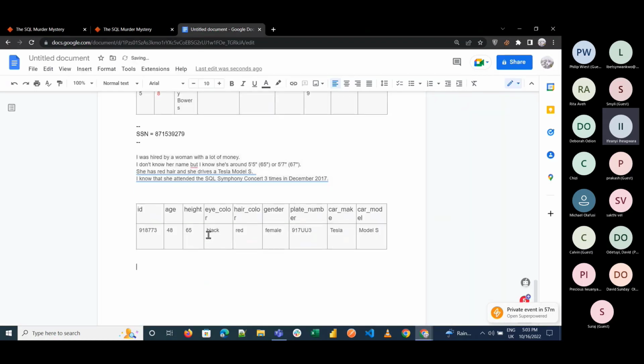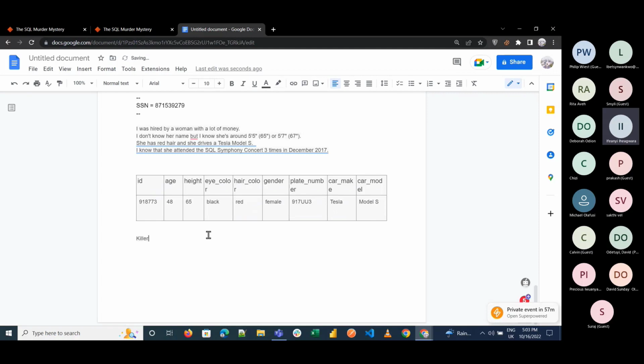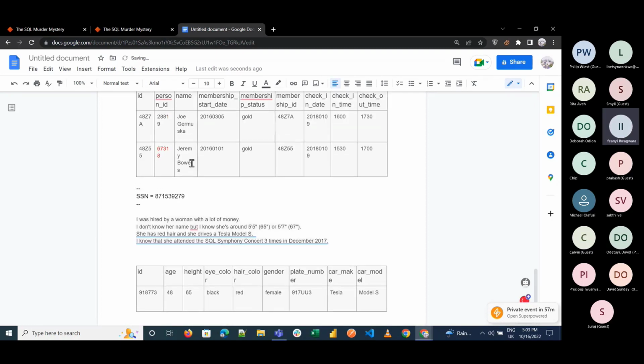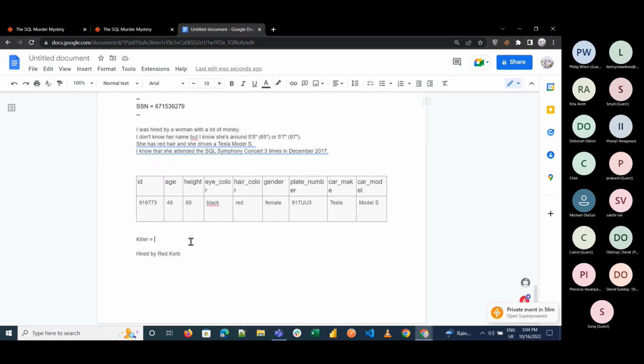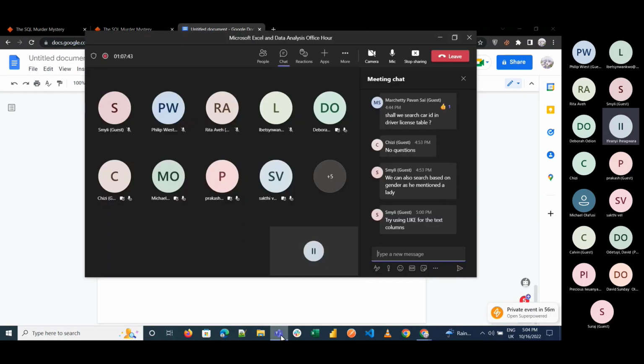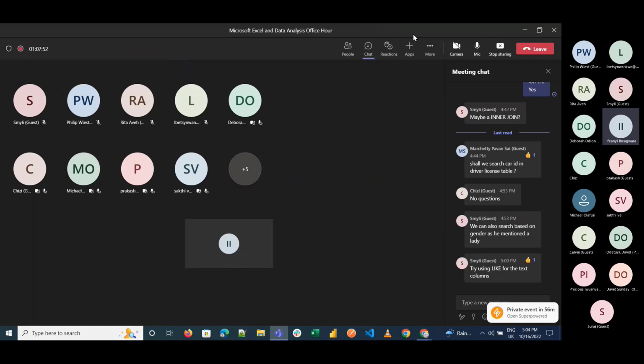So we know right now the killer's name is Jeremy Bowen, and he was hired by Nicole. So those are the people who committed the crimes. Okay. Oh yes, that's right. I also did that. Okay, so I've solved the case at the moment.